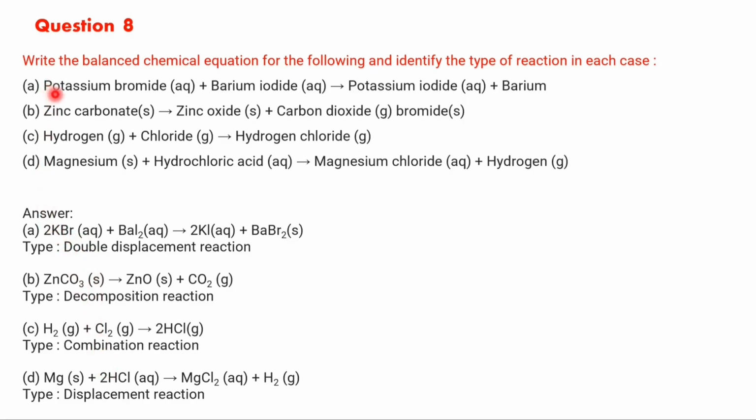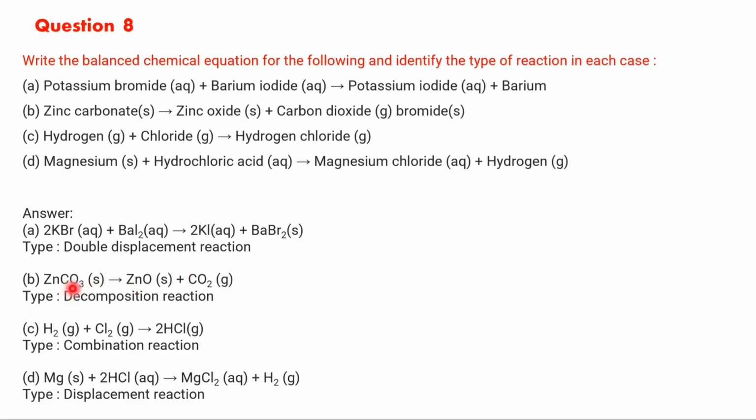So first one we will consider potassium bromide. When it reacts with barium iodide, it gives rise to potassium iodide and barium bromide. Here the balanced equation is given: potassium bromide reacts with barium iodide. If you calculate the atoms of potassium, bromine and iodine, they are all equal on either side of the chemical reaction. This balanced equation is considered a double displacement reaction.